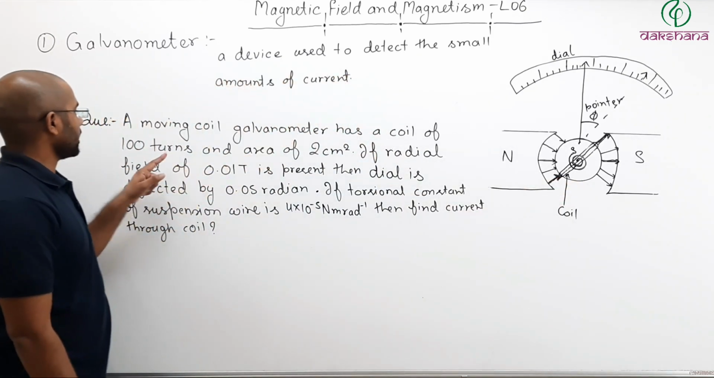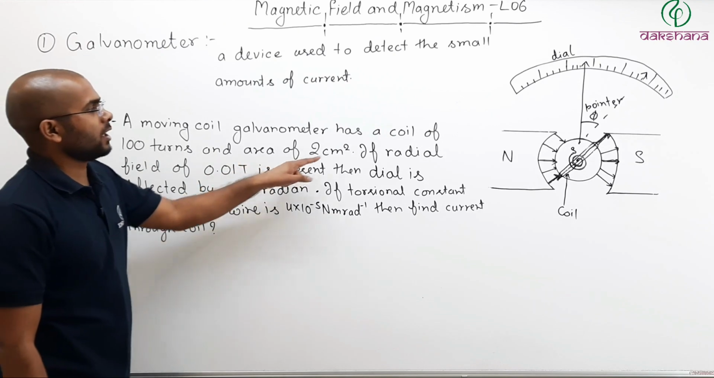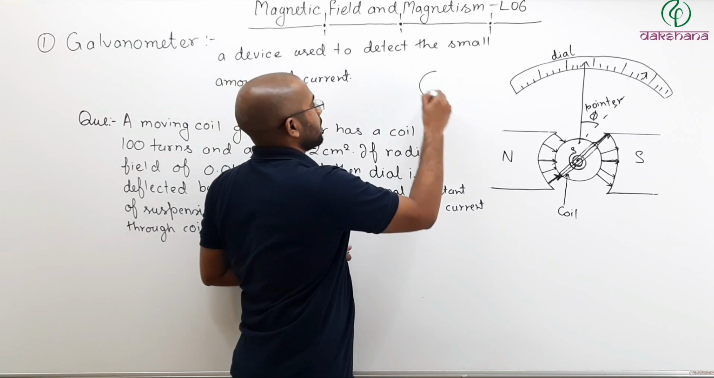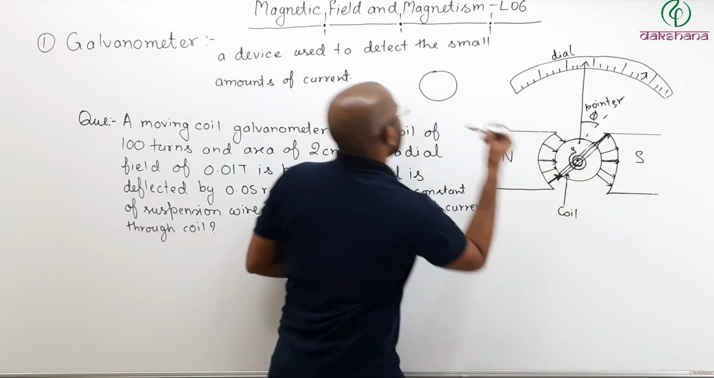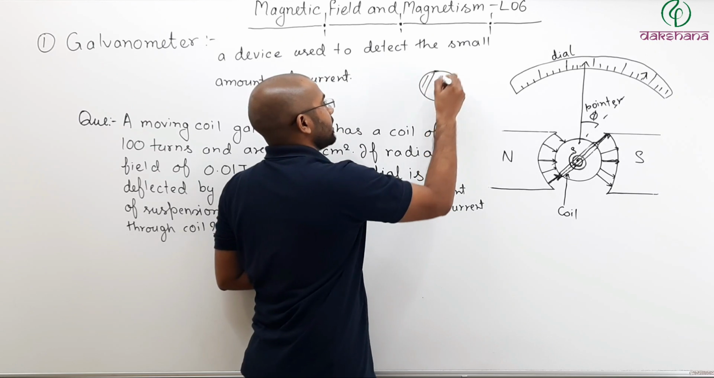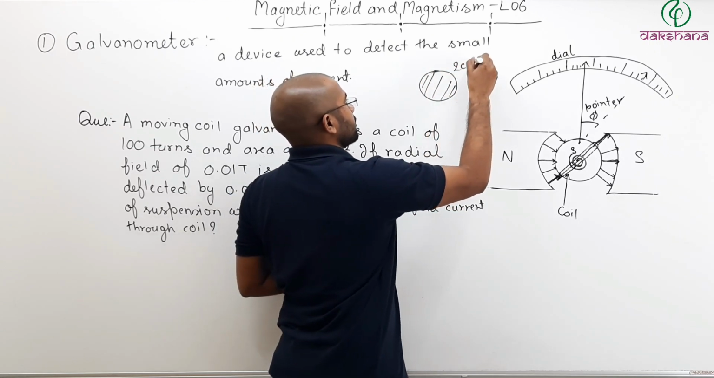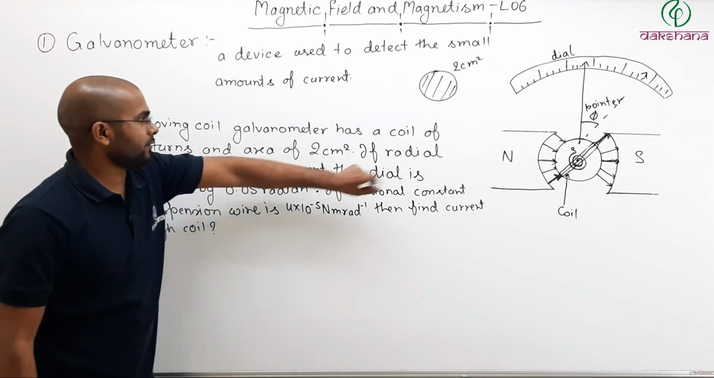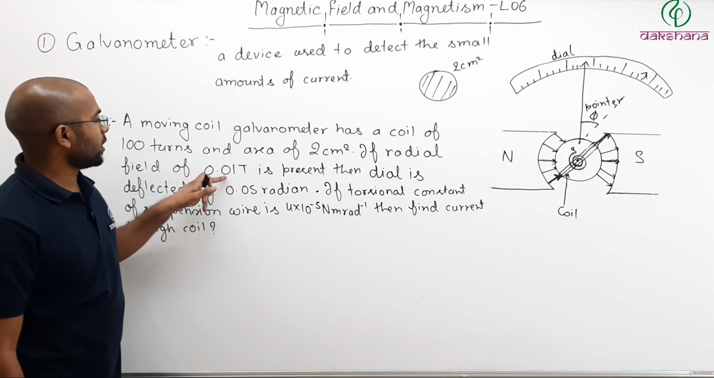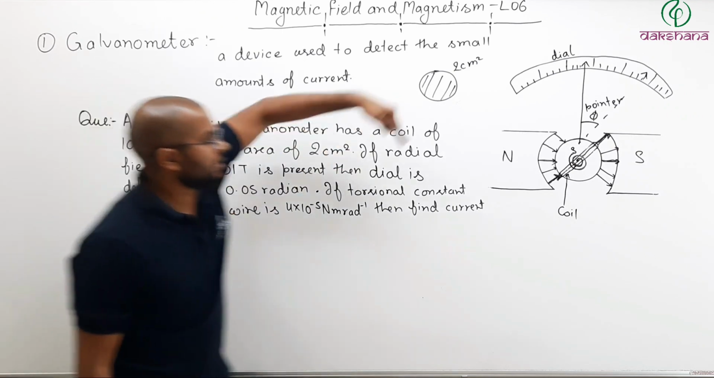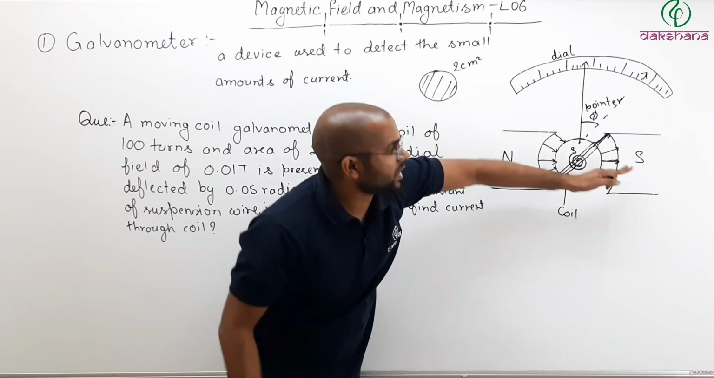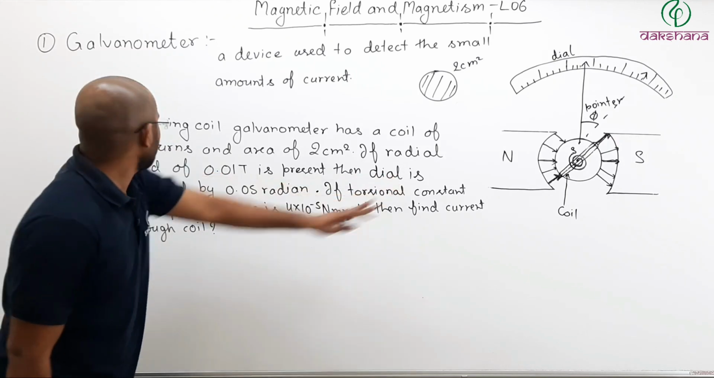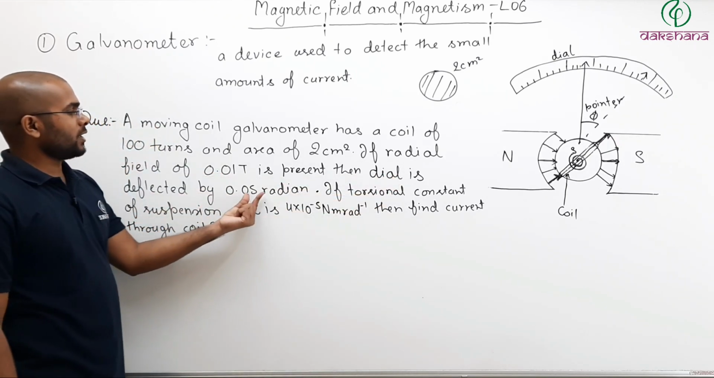A moving coil galvanometer has a coil of 100 turns and an area of 2 centimeter square. Meaning this coil will be circular, turned like this. So the area of this coil is 2 centimeter square in this question. If a radial field of 0.01 Tesla is present, meaning the magnitude of that radial field is 0.01 Tesla, then the dial is deflected by 0.05 radian.